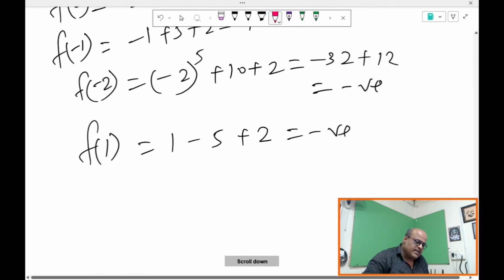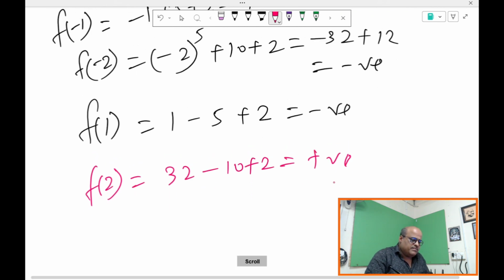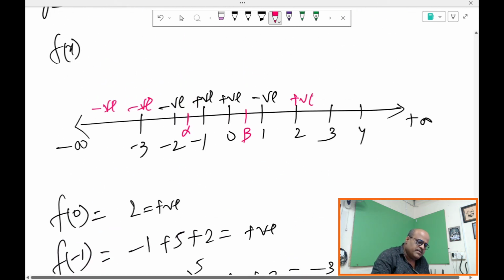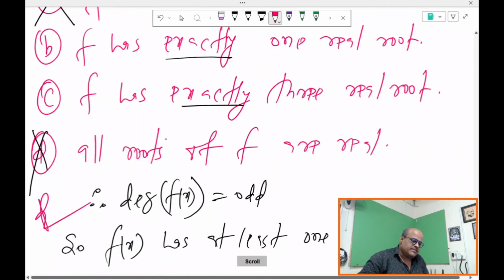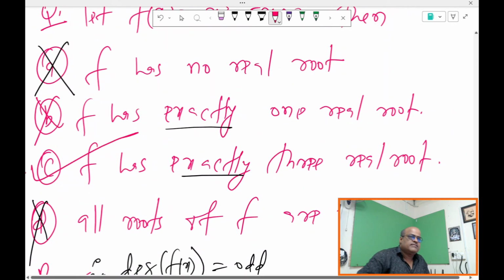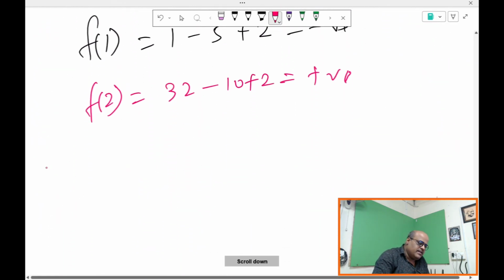What will f of 2 be? f of 2 is 35, positive will come, 10 plus 2 positive. So three real roots confirmed, f of 2 will be positive. So one root between minus 2 and minus 1, one root between 0 and 1, one root between 1 and 2. Okay, so exactly three real roots. Finish. This is our solution. Okay, this concept is like this only. We can write it as a theorem.